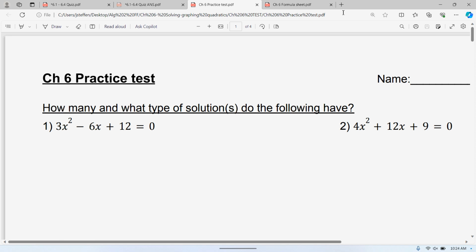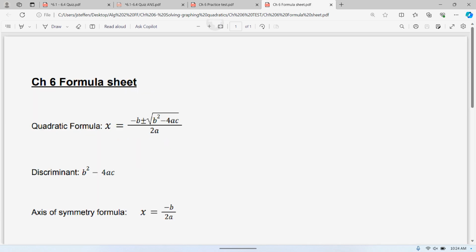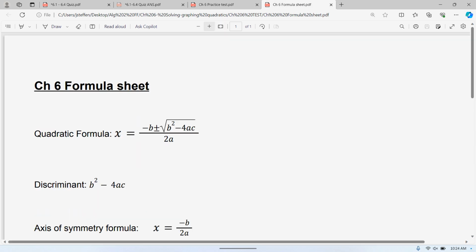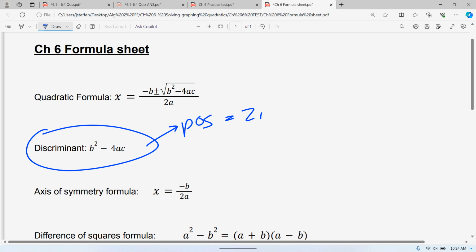The other way to do this is to use the discriminant. This is on the formula sheet you will have. The discriminant is this one right here, b squared minus 4AC. Now, I give you this, but you have to remember, I'm not giving you the fact that if the discriminant is a positive answer, that means you get two real solutions. If the discriminant is negative, that's two imaginary.